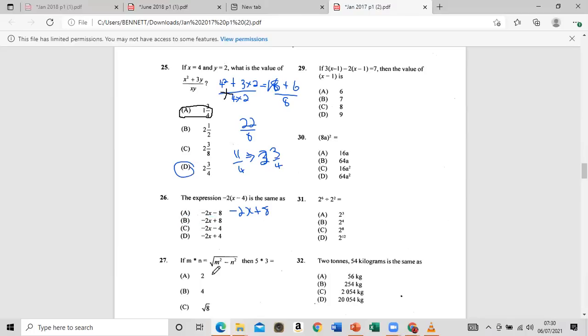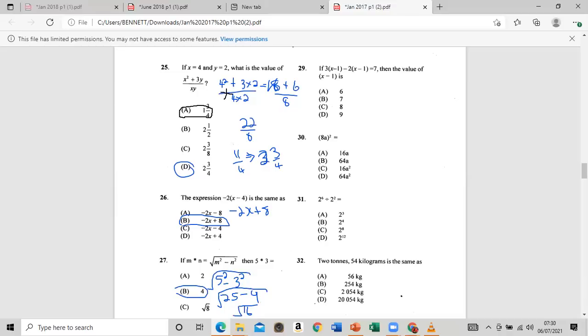27 now. If m asterisk n is equal to the square root of m squared minus n squared, so what's 5 asterisk 3? So let me just do that. 5 squared minus 3 squared. Now some people are tempted to put 2. Oh, this is 25 minus 9, just like the Pythagoras theorem, right? That's the square root of 16. So that's 4.